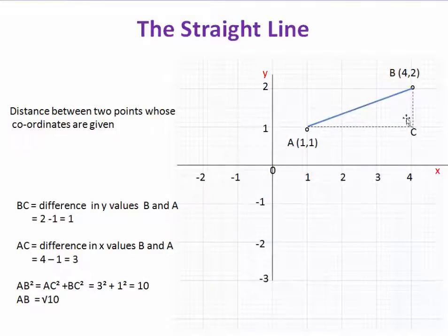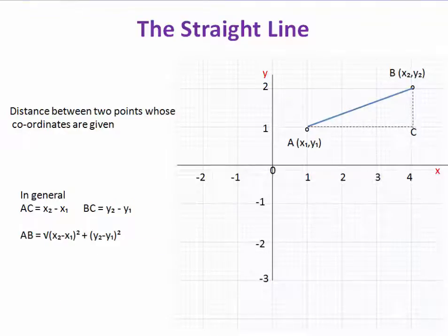So Pythagoras says that AB squared equals AC squared, which is one of the shorter sides, plus BC squared, which is the other side squared. So here we've got 3 squared, 1, 2, 3 squared, plus 1 squared, here equals 10. So this side is the square root of 10, Pythagoras.